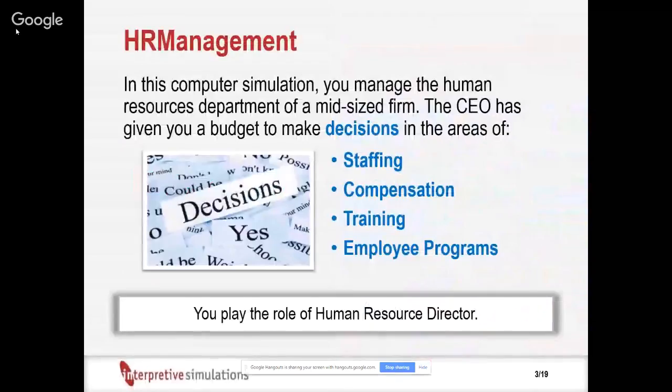All right, so in this simulation, you will be managing the human resources department of a mid-sized organization. Your CEO has given you a budget, and you are going to be making decisions in the area of staffing, compensation, training, and employee programs. These areas are your top human resource management areas that most organizations deal with. And as a human resource director, you will be making decisions in reference to these areas.